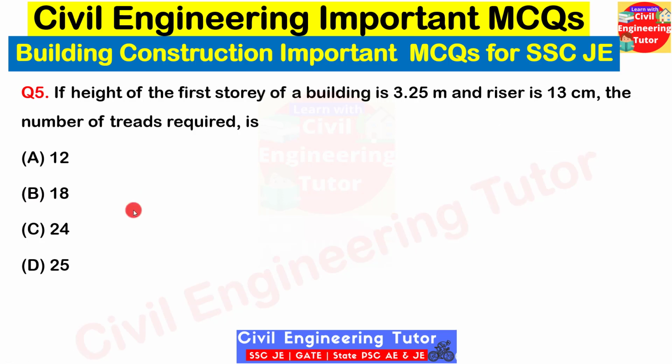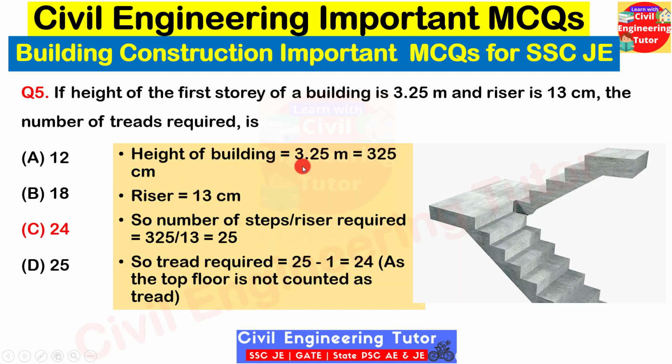Question number 5. This is a short numerical type problem. So here, if height of the first storey of a building is 3.25 meter and riser is 13 cm, the number of treads required is. So basically you need to calculate the number of steps. So options are 12, 18, 24 and 25. So we will see the detailed calculation. So here height of the building is given 3.25 meter, that means 325 centimeter, and riser is 13 cm. So number of steps or risers required, riser or tread, whatever you can say, is equal to 325 divided by 13.